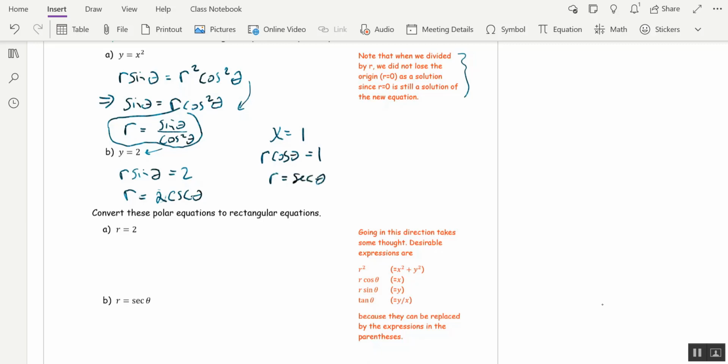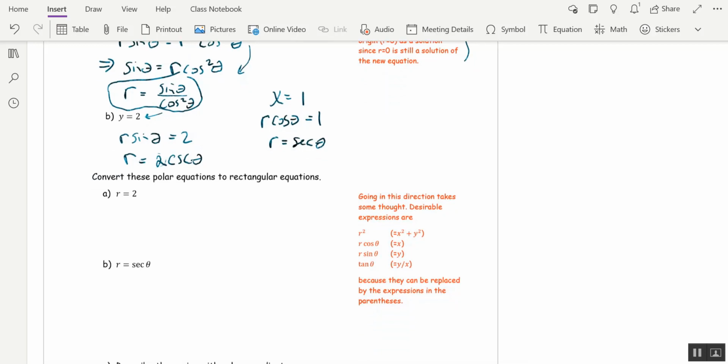All right, now let's go in the other direction. r equals 2. I don't need any equations for that. I know that's a circle of radius 2 centered at the origin. So that's x squared plus y squared equals 4. But suppose I didn't know that. How would I just get that if I didn't know that?